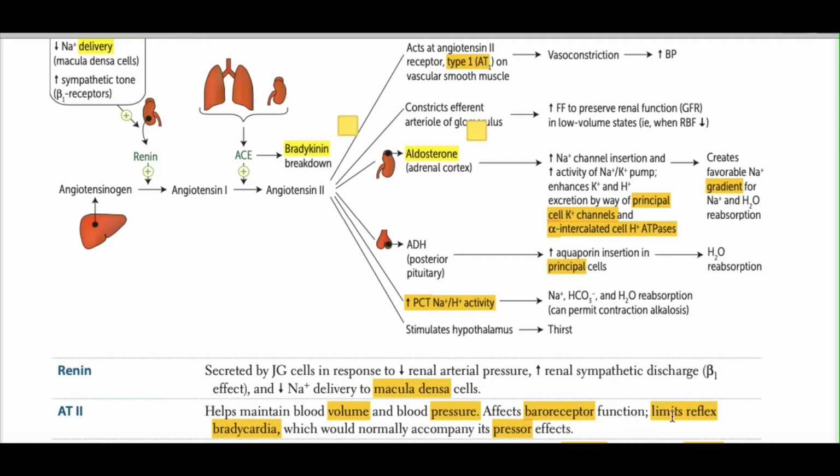So there is a question: why is there a reflex bradycardia with hypertension? The answer is, when there is an increase in blood pressure, our baroreceptors will sense that and send the signal to the brain to control it. Our brain will decrease sympathetic tone and increase parasympathetic tone. That will result in reflex bradycardia.